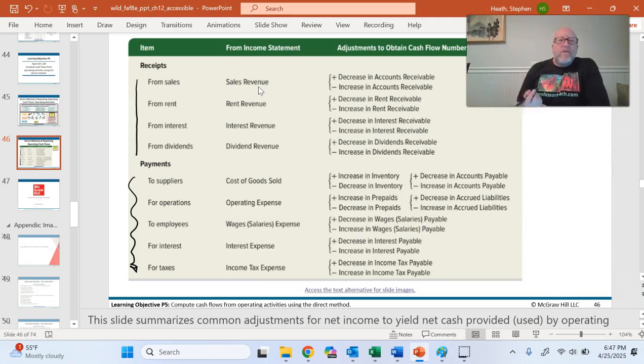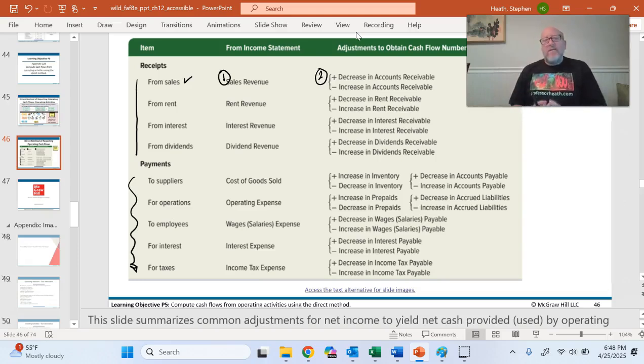So the obvious one is sales. So if I'm selling t-shirts, how much cash am I going to generate selling t-shirts? So what this slide is telling us is that we are going to start with pulling sales revenue from the income statement. That will be step one. And then the second step is going to be adjustments from the balance sheet, right? So if I'm looking at the balance sheet and I have a decrease in accounts receivable, then I'm going to treat that as an addition to my sales revenue.